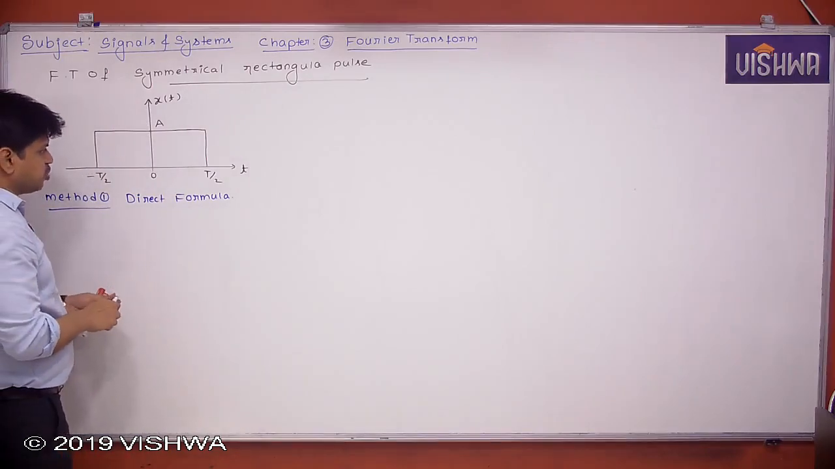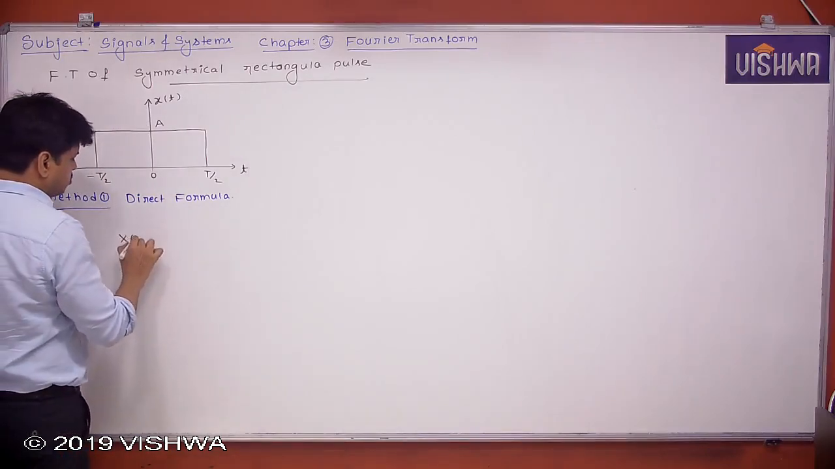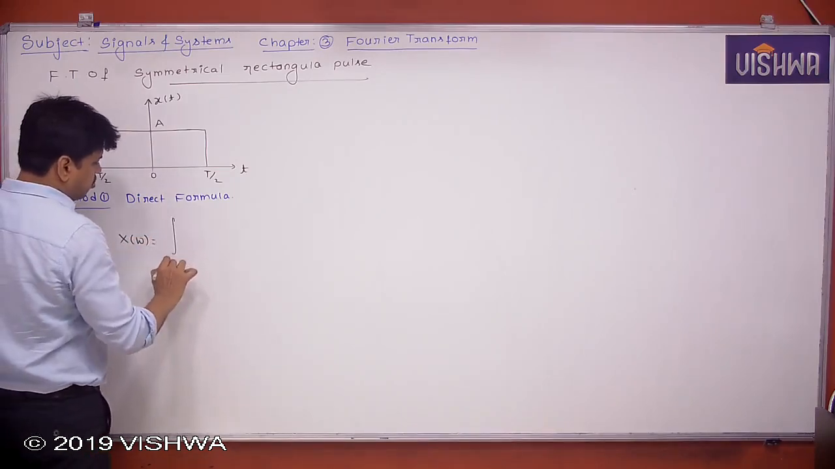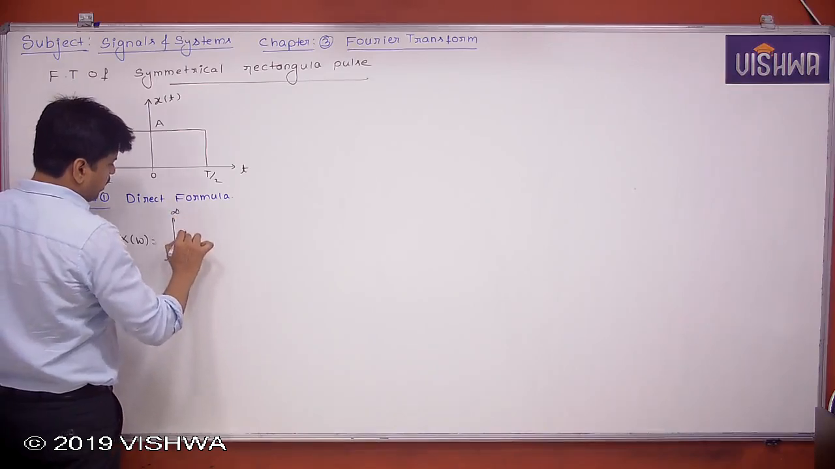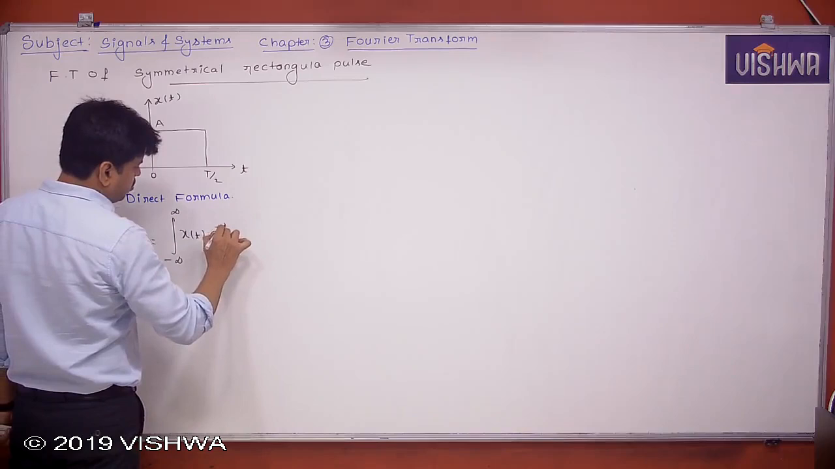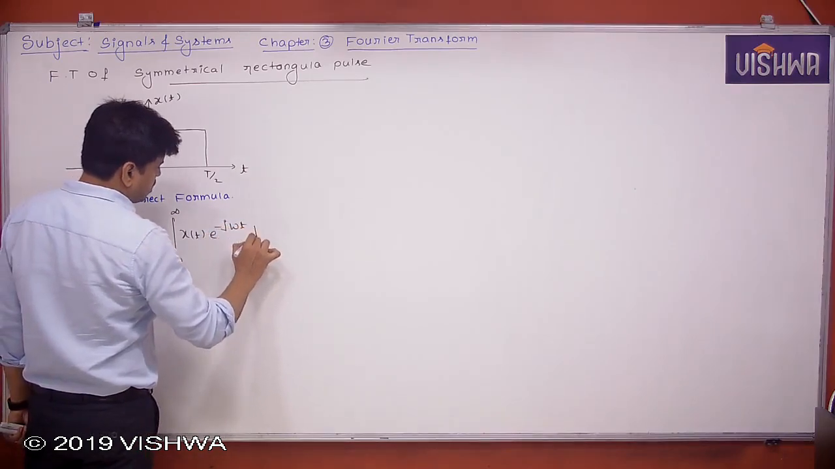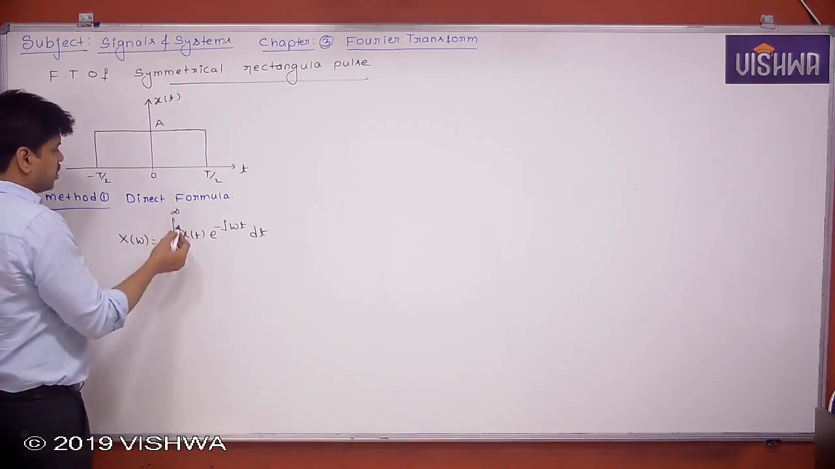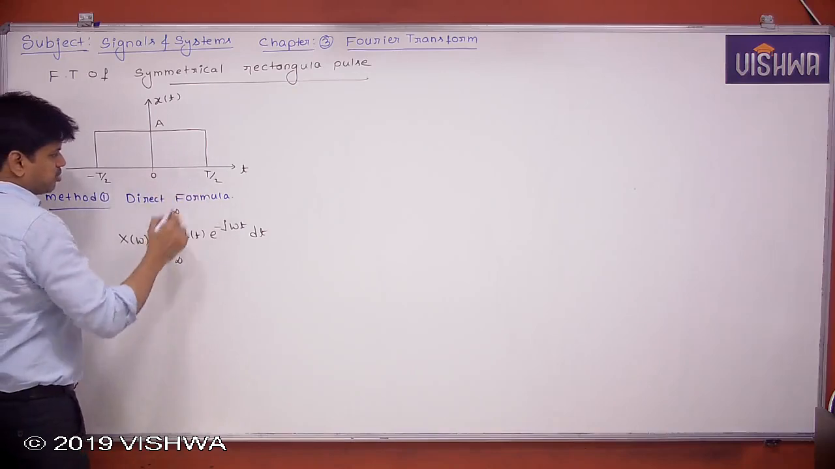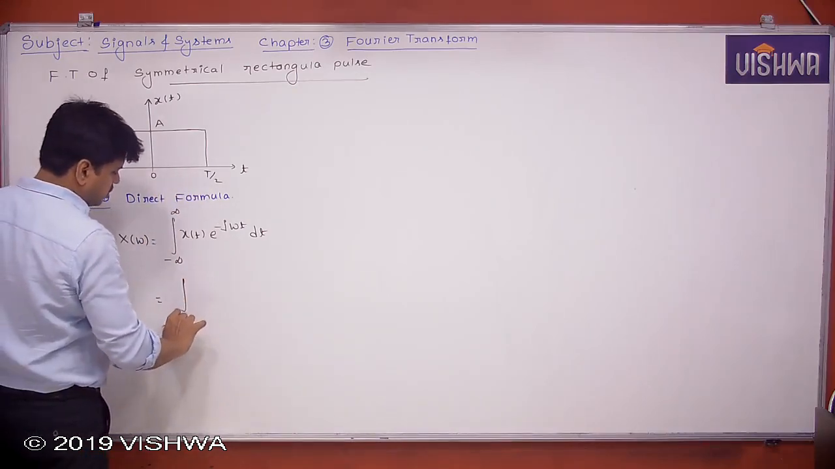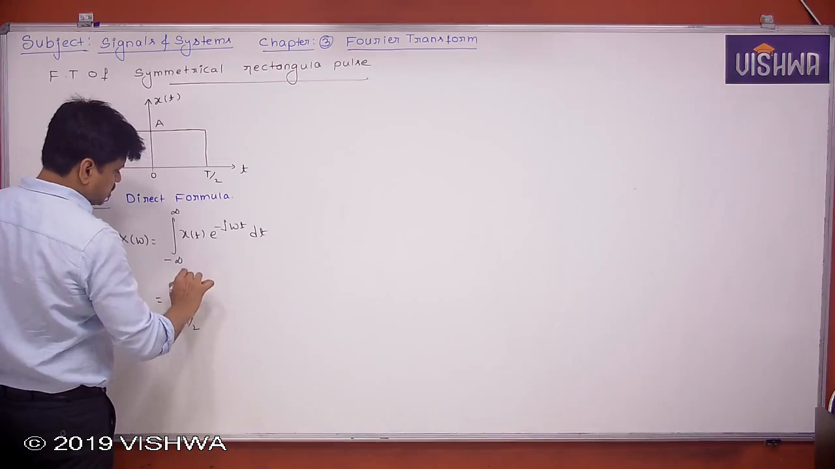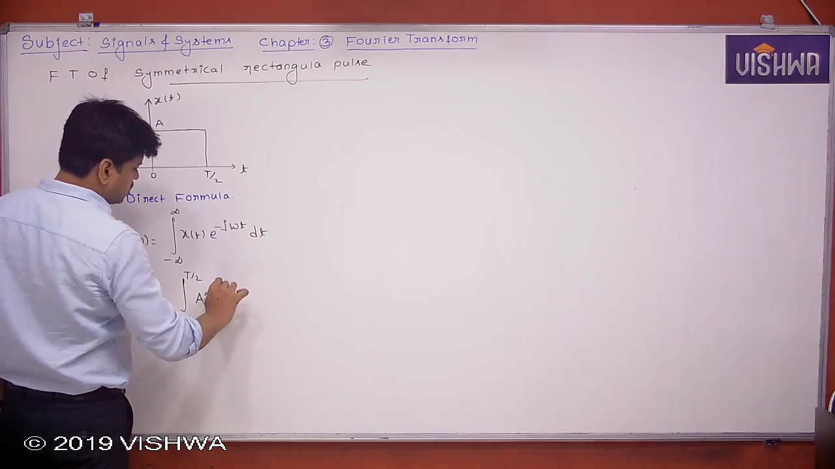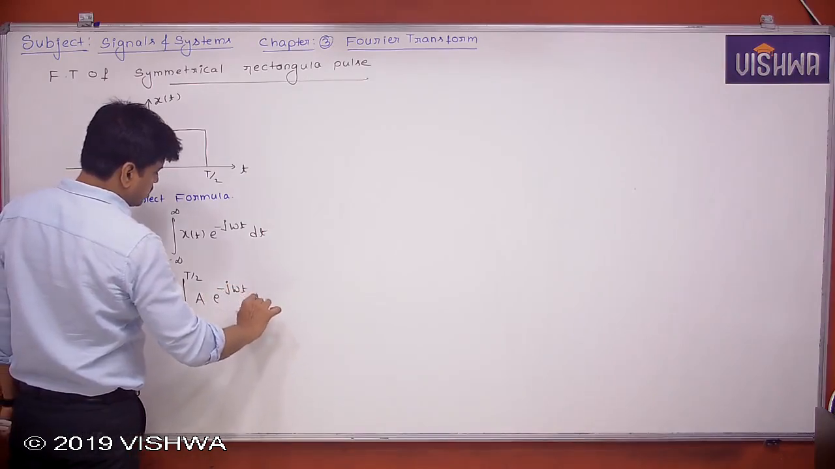What do I mean by that? Suppose x of omega is equal to the integral from minus infinity to infinity of x of t e power minus j omega t dt. This is the formula we have to use. But I don't have to worry about minus infinity to infinity. I just have to take the integral from minus T by 2 to plus T by 2. So this can be written as the integral from minus T by 2 to plus T by 2, where x of t is equal to A, so A e power minus j omega t dt.